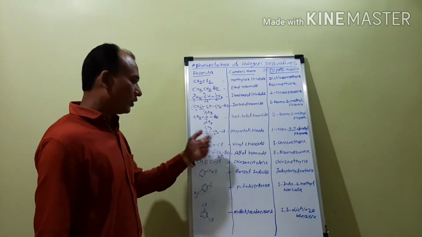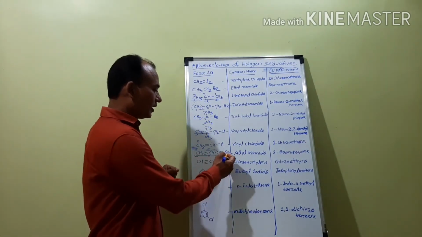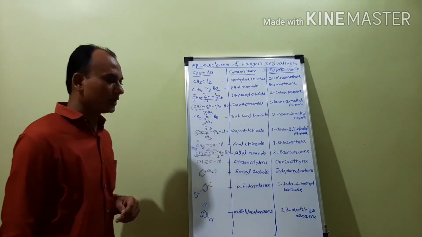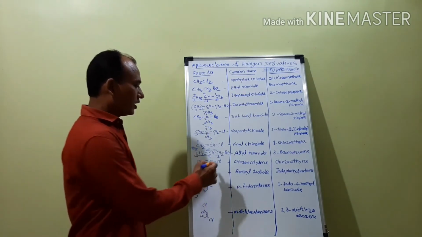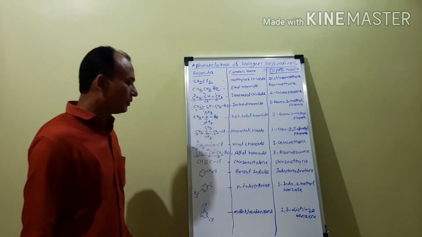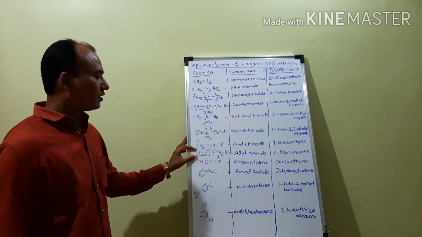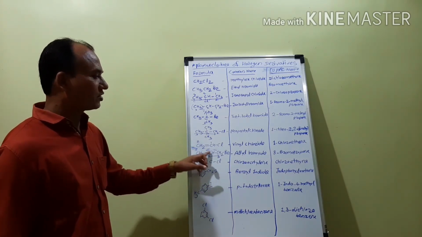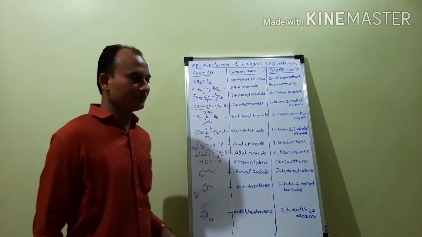Now you have to write the IUPAC name. The bromine is attached to the third carbon atom, so it will become 3-bromo, and the alkene present is propene, so it will become 3-bromopropene.